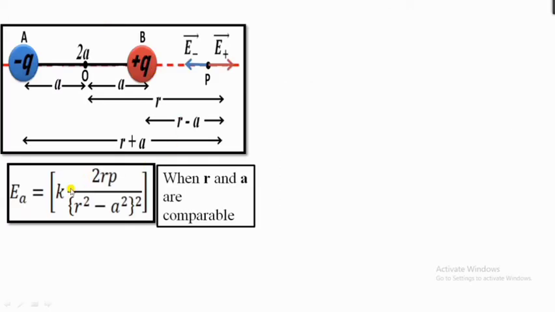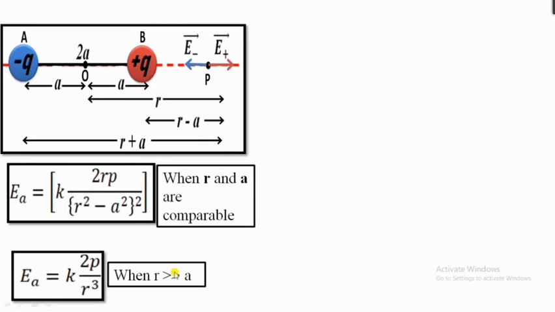Now this is the expression for the electric field at a point on the axial line of a dipole, and this expression is for when r and a, this distance r and the length of the dipole, are comparable. If the dipole is short, or the distance r is greater than the distance a, then this formula can be modified into this formula. We can neglect this a square.